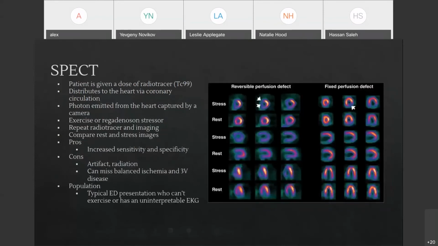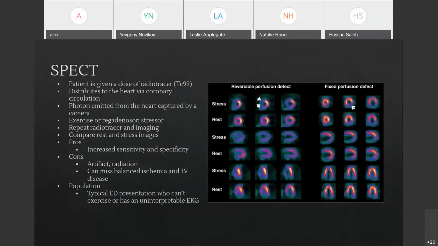SPECT is next. So what we do in SPECT is we give people a radio tracer. In our case here, we use technetium. It distributes to the heart via coronary circulation. Photons are then emitted from the heart and captured by a camera. We then stress them either with exercise or regadenoson, and then we repeat that same process, and then you compare the rest and stress images.